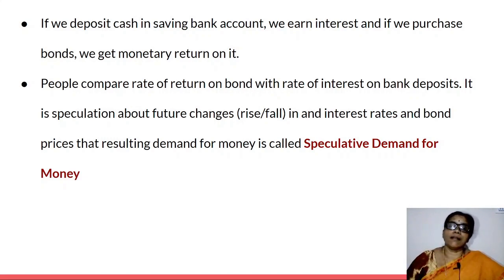So here once again I'll read that point, children. People compare the rate of return on bonds with the rate of interest on bank deposits. So people can either save their money with a bank or they can buy bonds. Here they are making a comparison of the total money return from the bank and the bond. So it is speculation about the future changes. They are expecting in future either the price might increase or decrease. According to these expectations, they purchase bonds or they deposit money in the bank, and that resulting demand for money is called speculative demand for money. So these speculative activities are taking place in the money market.